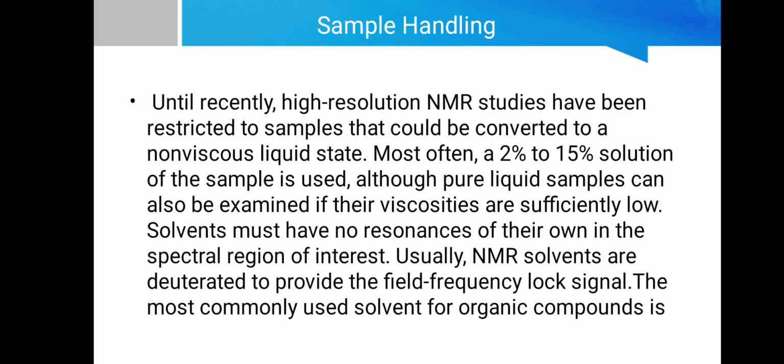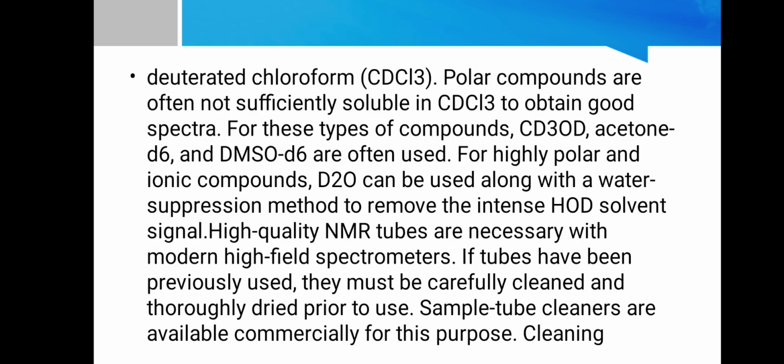The most commonly used solvent for organic compounds is deuterated chloroform, CDCl3. Polar compounds are often not sufficiently soluble in CDCl3 to obtain a good spectrum. For these types of compounds CD3OD, acetone-d6 and DMSO-d6 are often used. For highly polar organic compounds and ionic compounds, D2O can be used along with a water suppression method to remove the intense HOD solvent signal. High quality NMR tubes are necessary with the modern high field spectrometers.